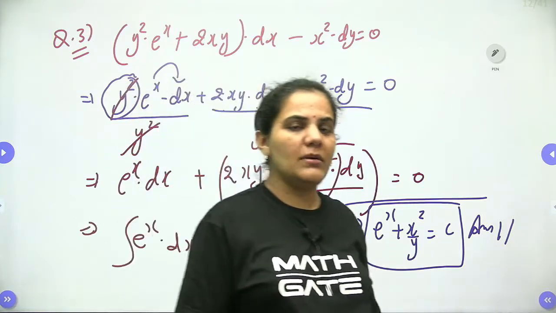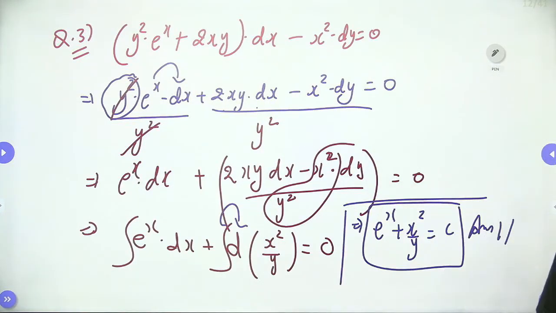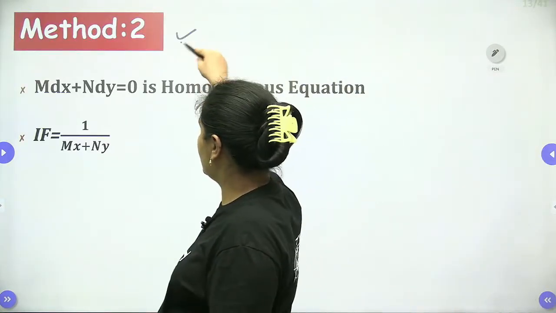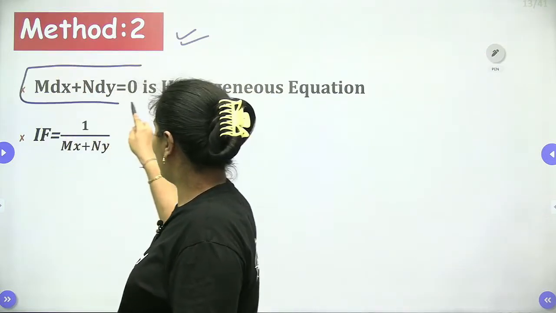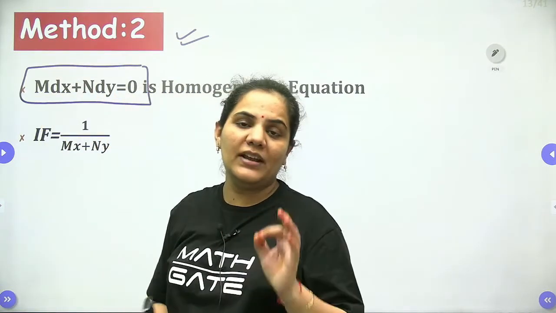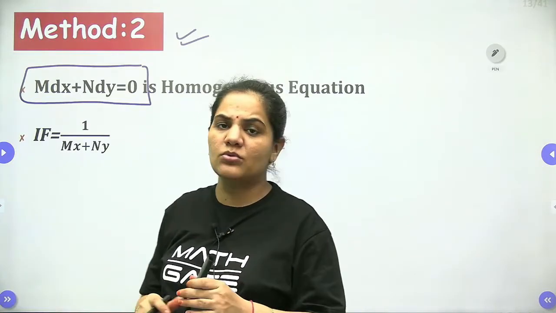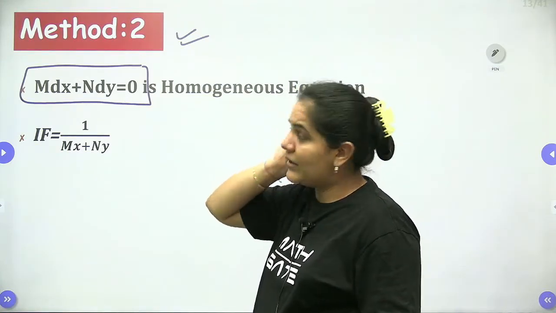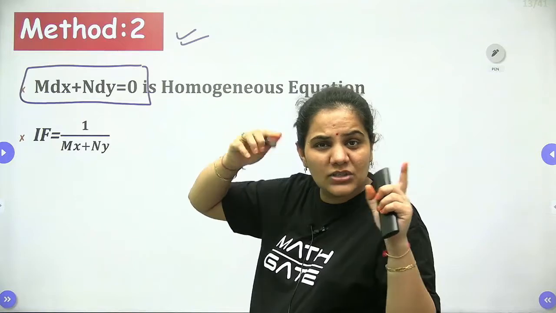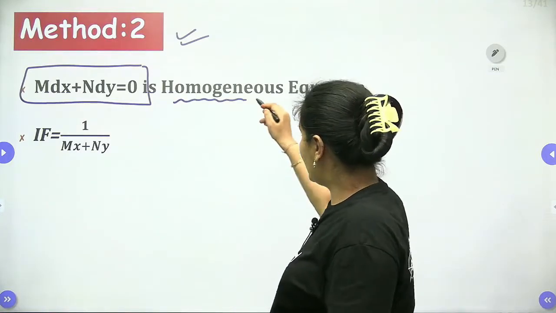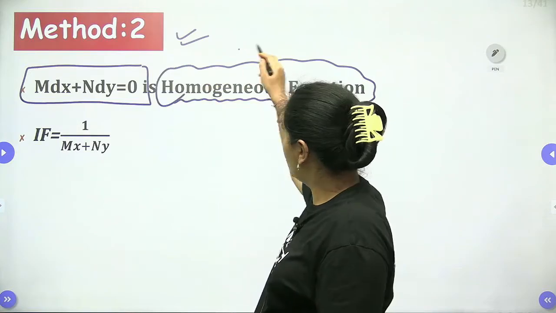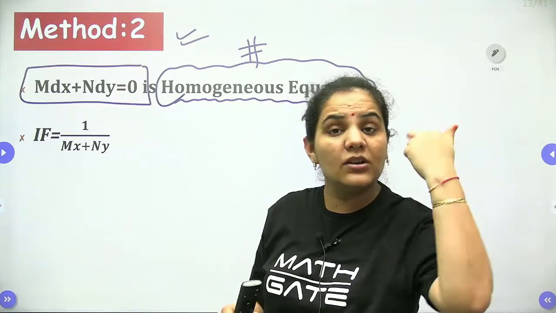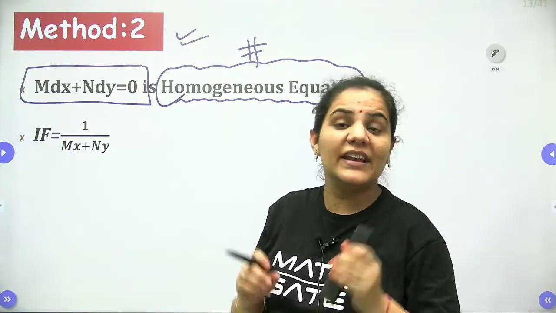Now let's talk about the next one. Method number 2. Method number 2 is what? Whenever we have M dx plus N dy is equal to 0, we know very well this is the form of an exact equation. But whenever we have M dx plus N dy is equal to 0 as a homogeneous equation, the only condition for this form should be a homogeneous equation only. So whenever we have M dx plus N dy is equal to 0 as a homogeneous equation, we can say the integrating factor.